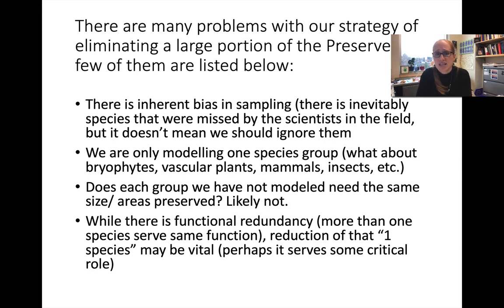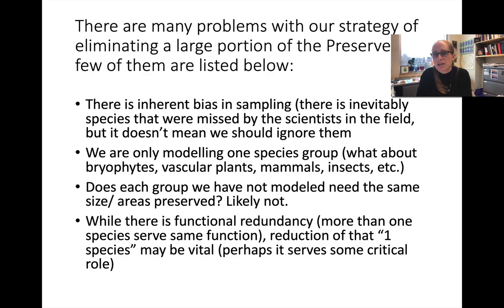The next thing is that if we were to look at them all together, it's really hard because a lot of times the different species don't need the same amount of area. So like if you're trying to preserve caribou, it's a lot larger space than if you're trying to preserve a lichen. And so that makes it even more complicated.